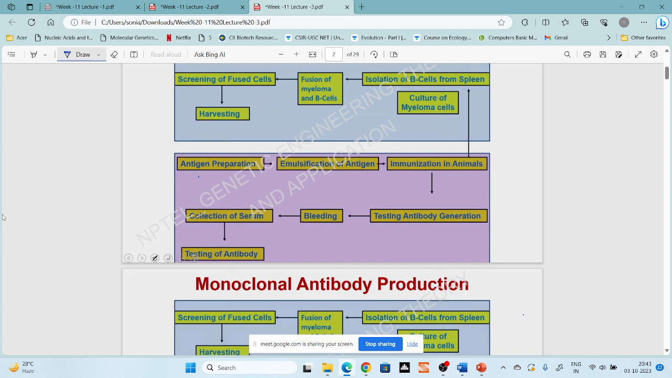This is all basic. You just have to understand that first you have to prepare the antigen, then you have to give the antigen to the animal, then you have to isolate the B cells from the spleen, and then you have to screen those myeloma cells with the B cells, and then you will harvest those cells.